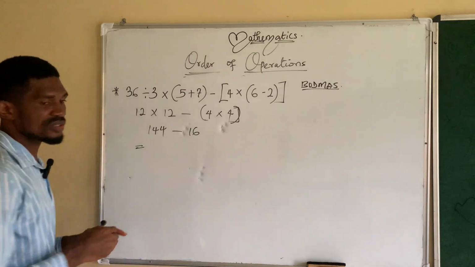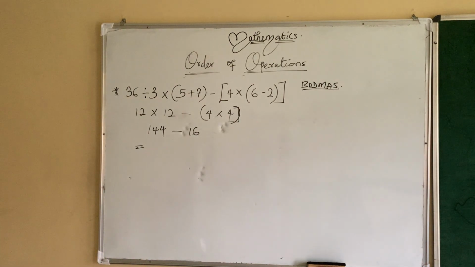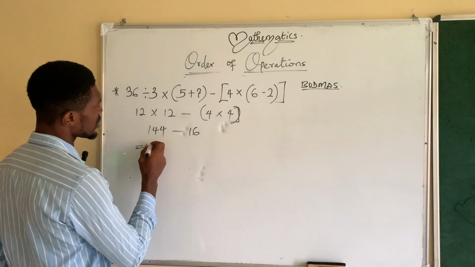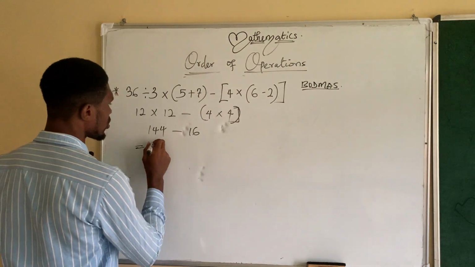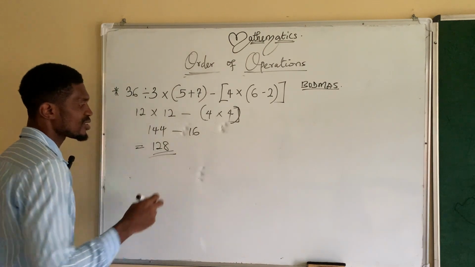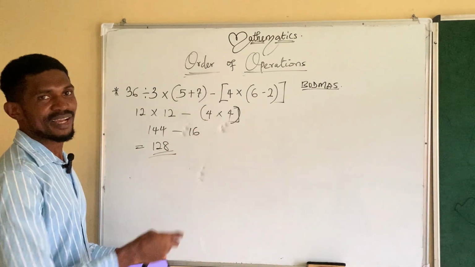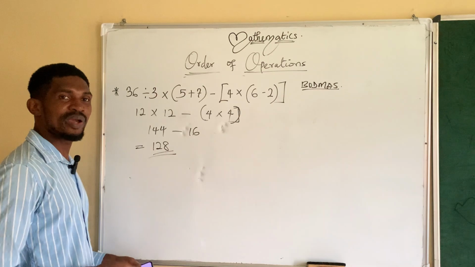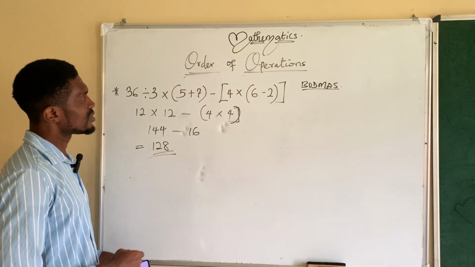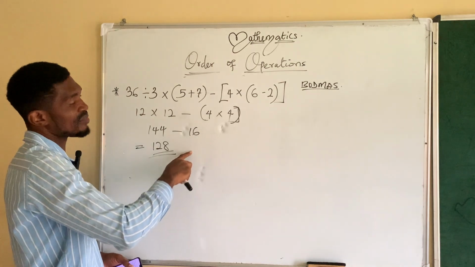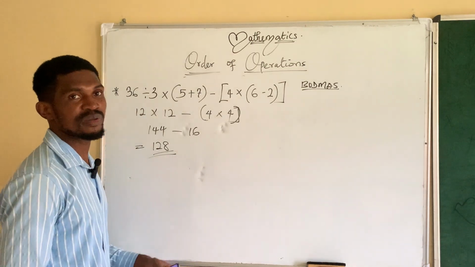144 minus 16 will give us 128. So this is the final answer. So you can see, as long as this thing is, I've been able to demystify it and break it down in a way you easily understand.